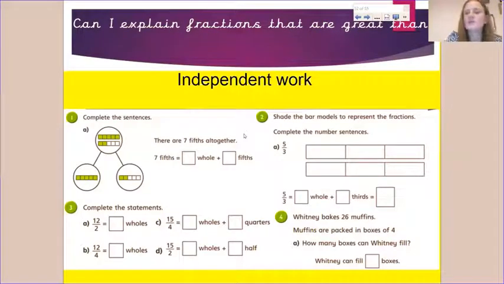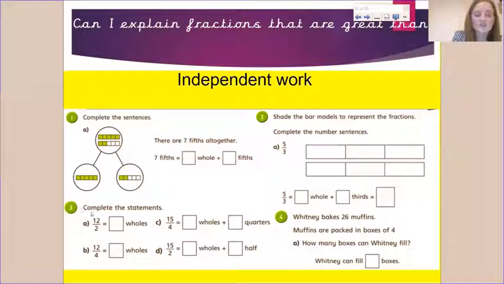Right, your independent work today is as follows. You need to complete these sentences. It says, there are 7 fifths together. 7 fifths is how many wholes and how many fifths? Question 2, shade the bar model to represent the fraction 5/3. 5/3 is equal to how many wholes plus how many thirds? And then you can give me a mixed number.